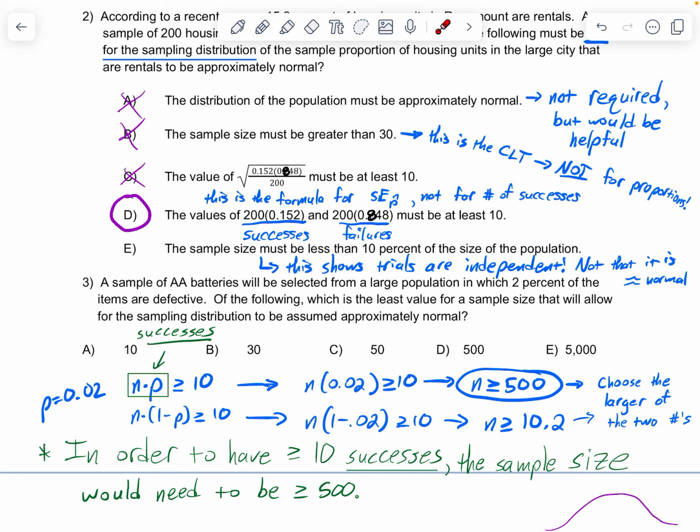Does the sample size have to be less than 10% of the population? That is a good thing, but that is not what makes it normal. That is what makes it independent. And that is not what the question is asking.